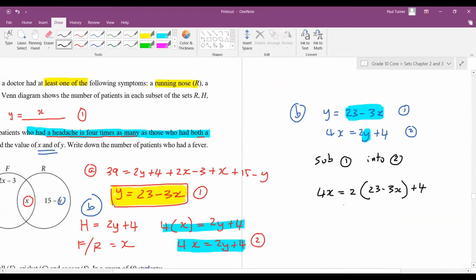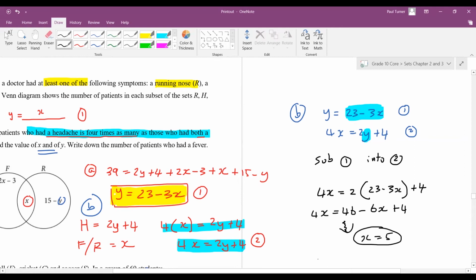Okay, like that. Just look at my working here. So what we're going to get there, 4x equals 46. Keep multiplying here. I think you can finish this yourself. So 6x plus 4. We end up with x equals 5 from this here. So x equals 5.